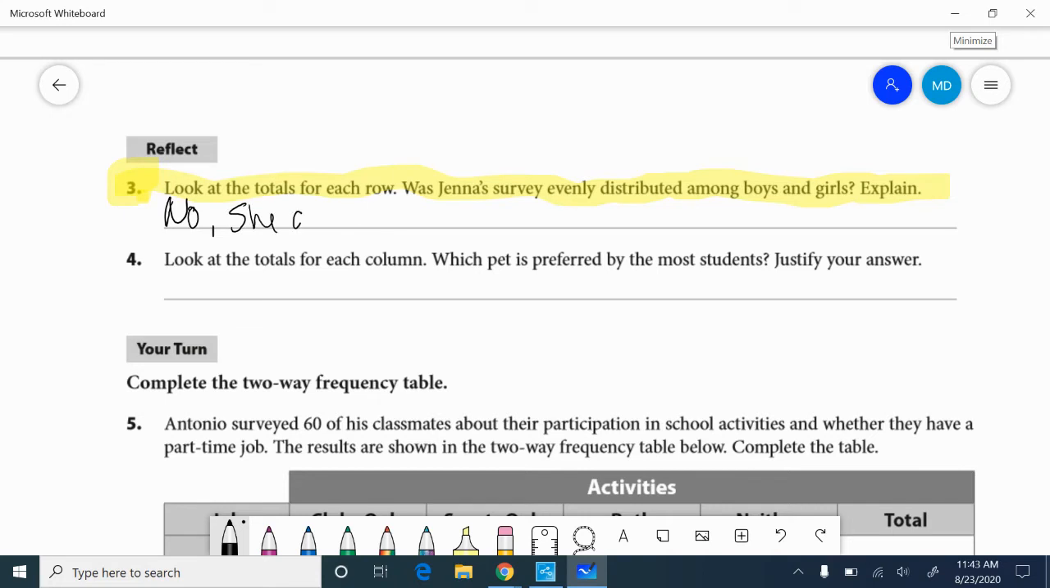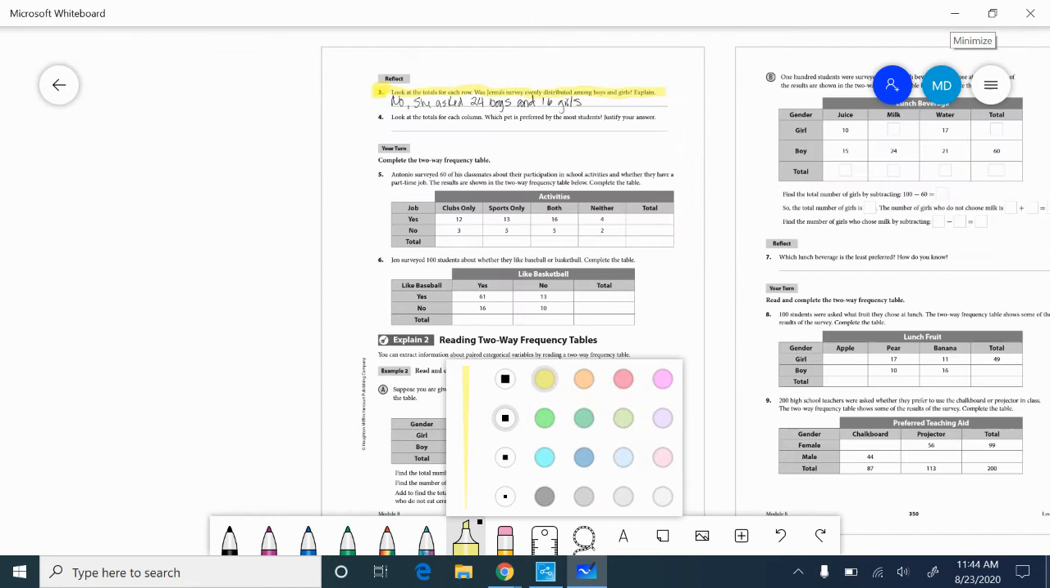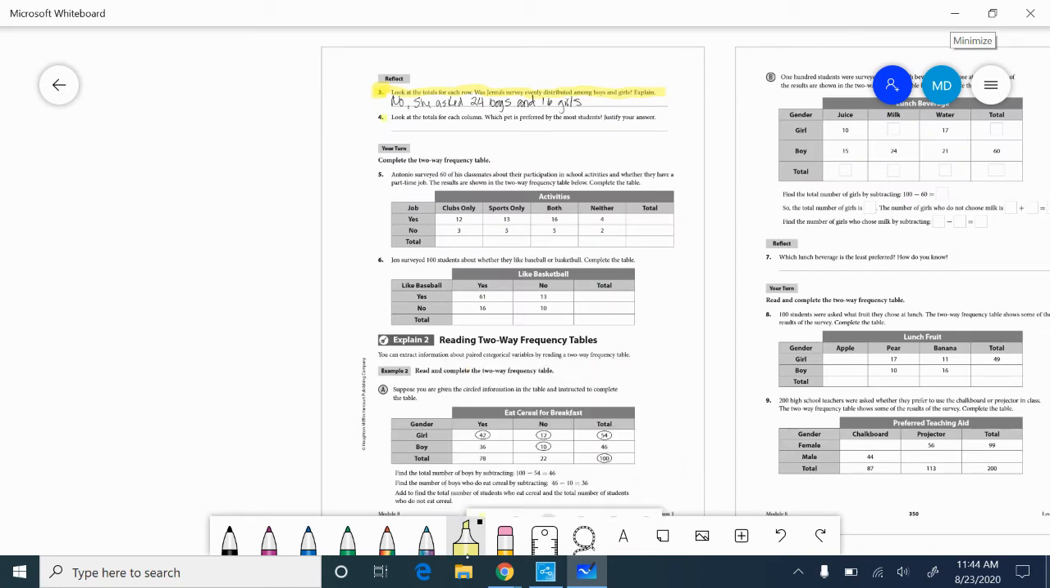She asked 24 boys and 16 girls. For number 4, we're going to look at the totals for each column.